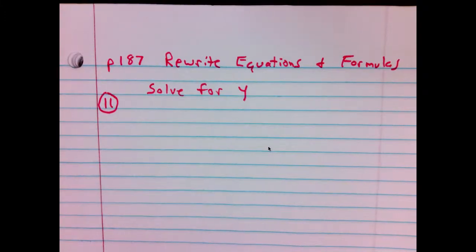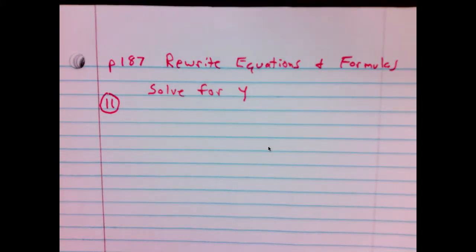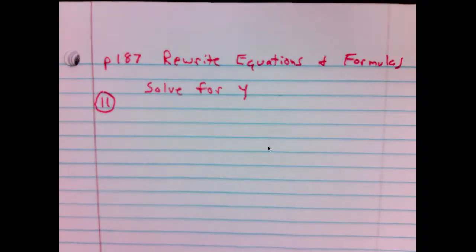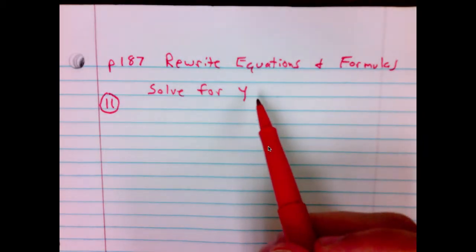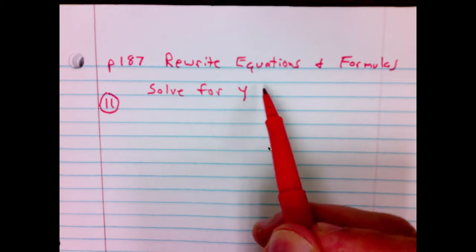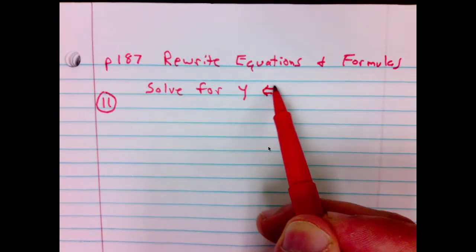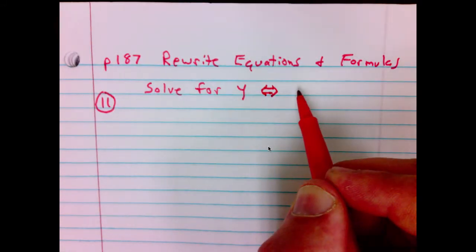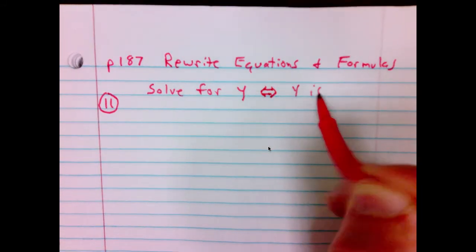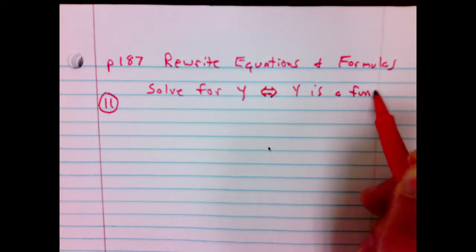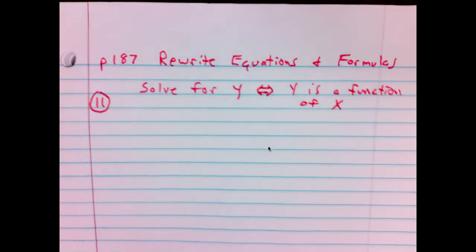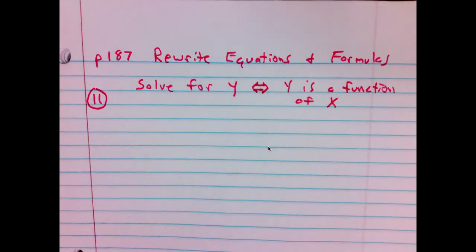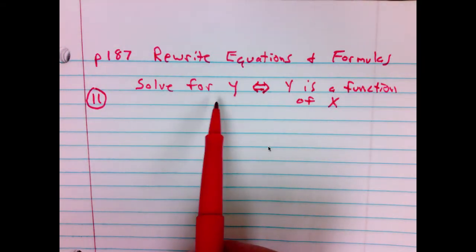We will be looking at page 187, rewrite equations and formulas. Problem number 11 says write the equation so that y is a function of x. Another way to say that is we're going to be solving for y. When we say y is a function of x, that is an equivalent statement to say solve for y.